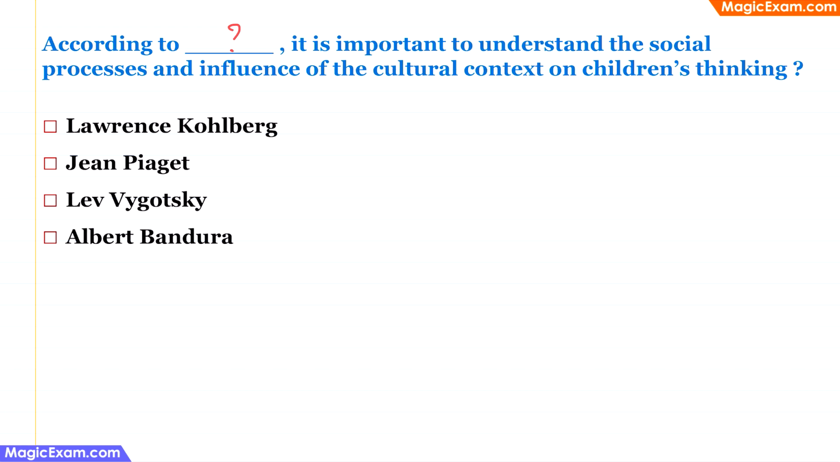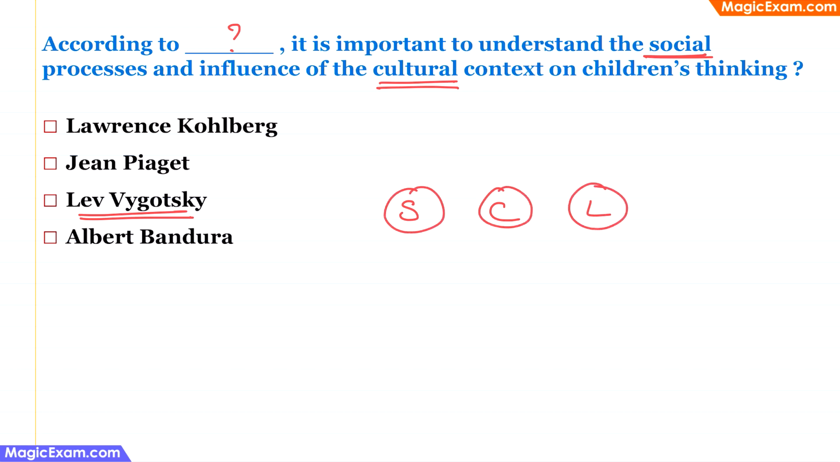According to whom, it is important to understand the social process and influence of the cultural context on the child's thinking. So now, as we have been discussing, whenever you see the words social and cultural and language together in a question, you should be able to identify that we are talking about Lev Vygotsky, because Lev Vygotsky emphasized the importance of social inputs and social interactions and cultural context and cultural background and on language in the development of children and in the construction of knowledge. Therefore, the correct answer here is Lev Vygotsky.